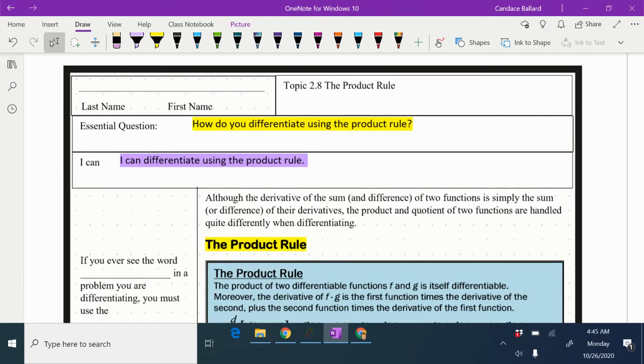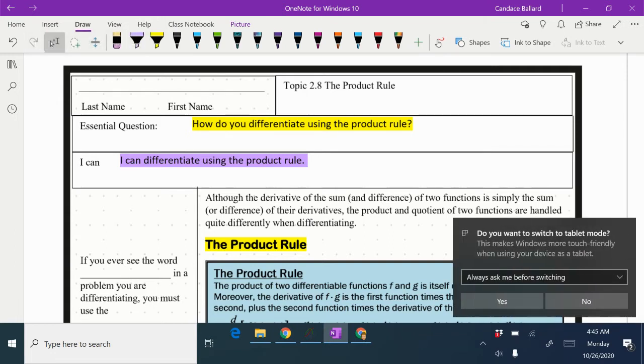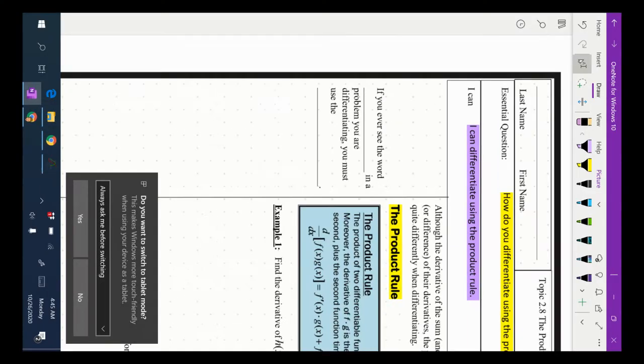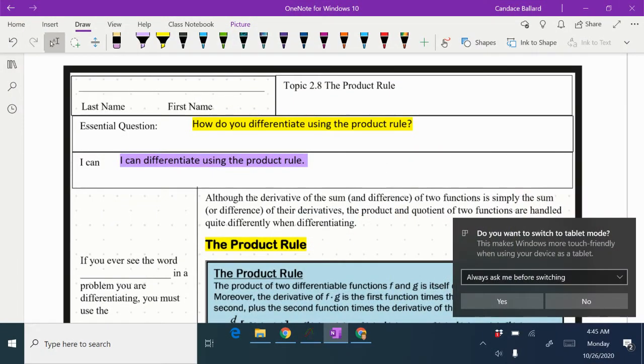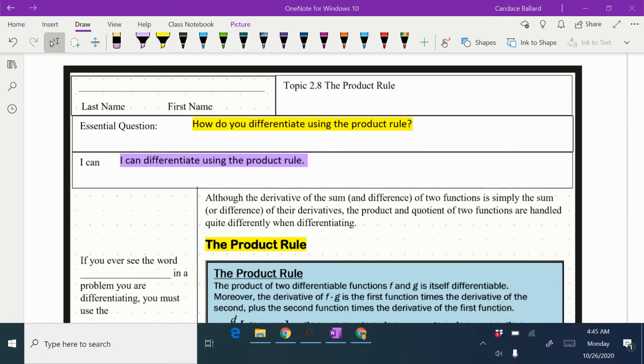Today we're going to be working on topic 2.8, the product rule. So we're going to learn how to differentiate using the product rule. You'll note that in the last few videos we were talking about adding and subtracting. Those rules were pretty simple and straightforward. But this one, the product rule, and what we're going to learn in the next lesson, the quotient rule, are handled quite a bit differently when differentiating.